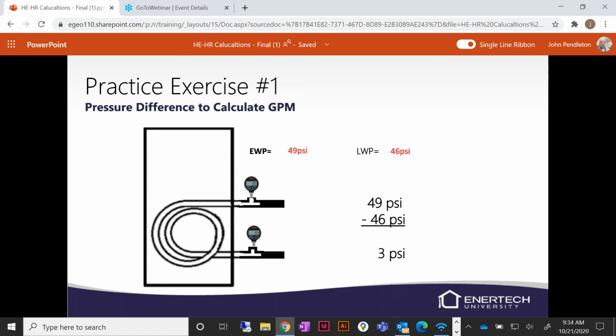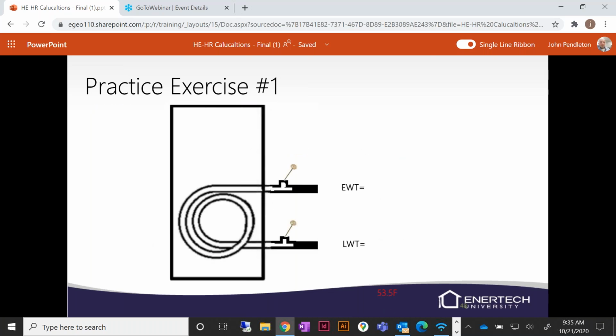We've got 49 PSI in, 46 out. So we do the math on that. That gives us a 3 PSI pressure drop. Take our entering water temperature at 53.5, and we're leaving at 44.6. So that tells me our water temperature is higher coming in than what it is leaving. So we're extracting heat from the loop field. So we're in heating mode. In this example, we've got about an 8.9 degree temperature difference.